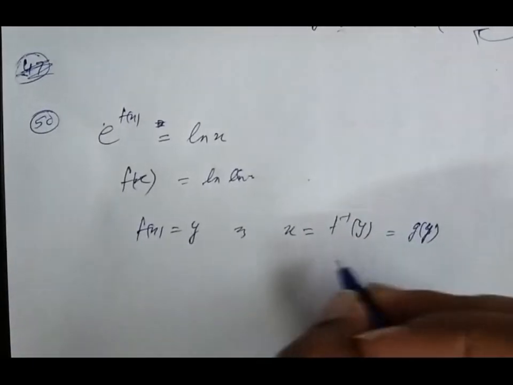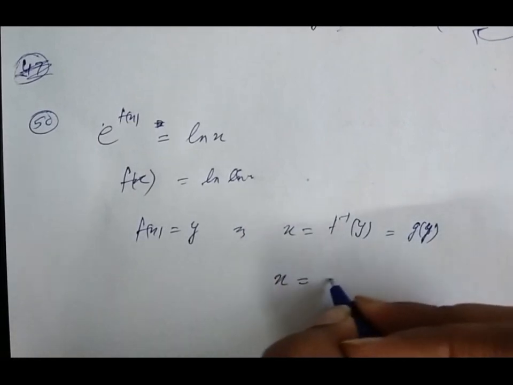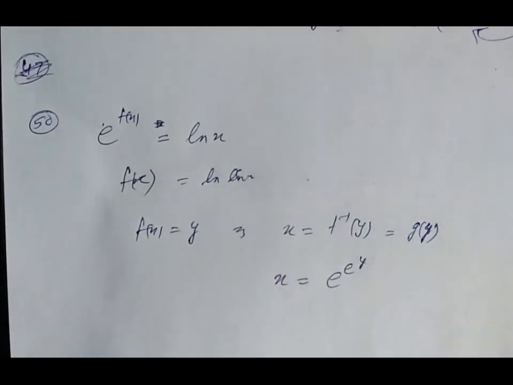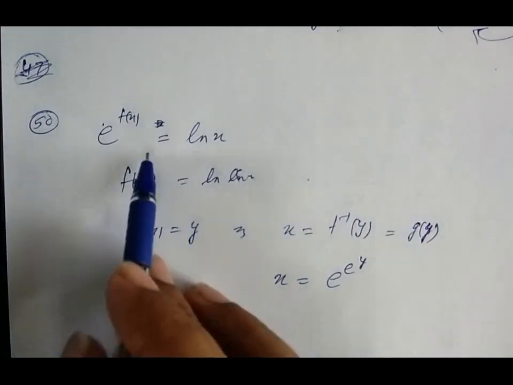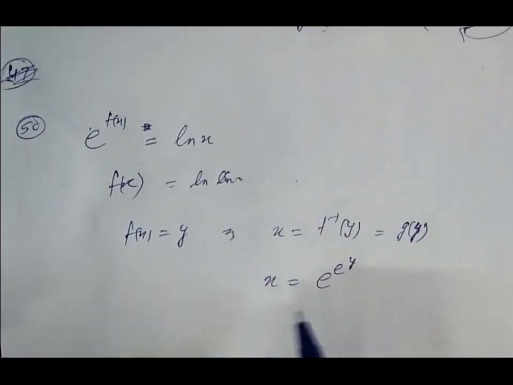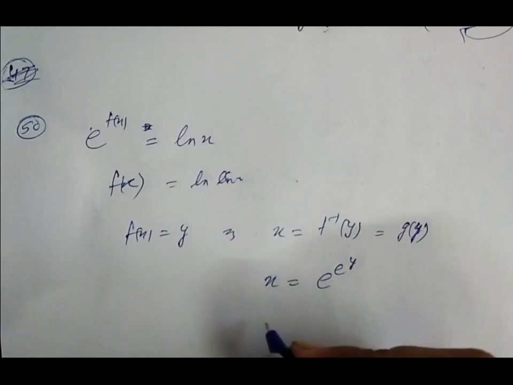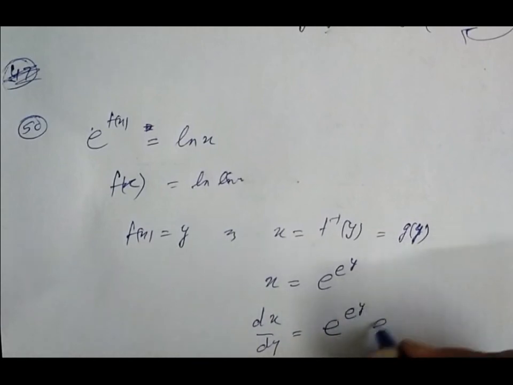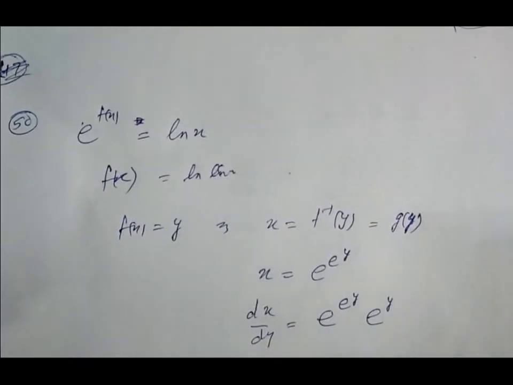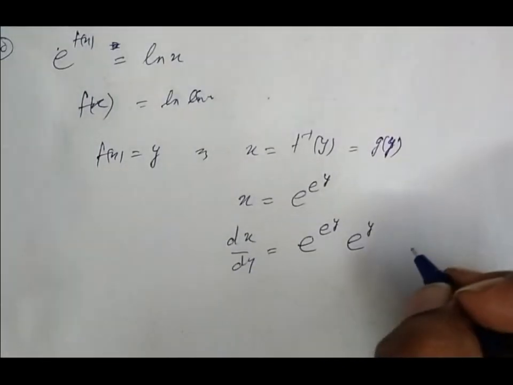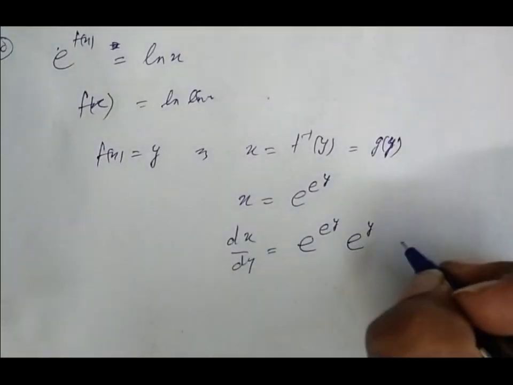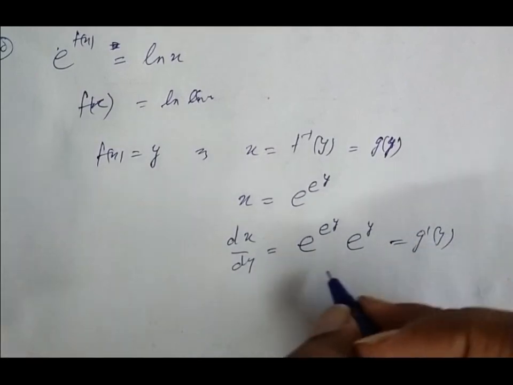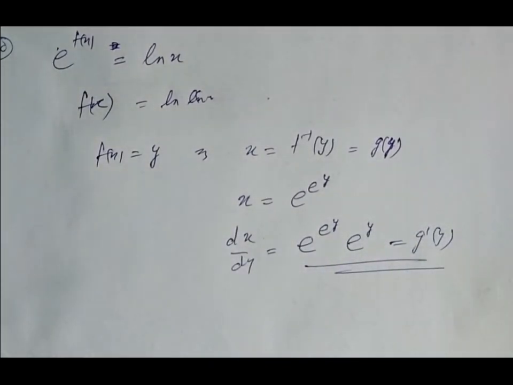Okay, differentiate this first. So x is equal to e power y. From here, now if we differentiate this with respect to y, so dx upon dy is equal to e power y and e power y. Okay, so dx upon dy would be g dash y, and now you can calculate g dash x as well. Okay, thank you.